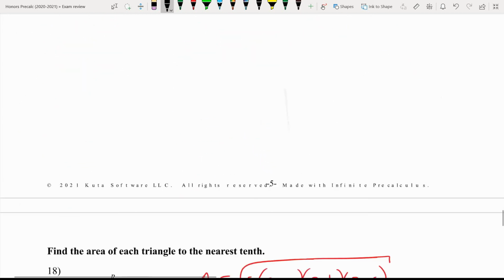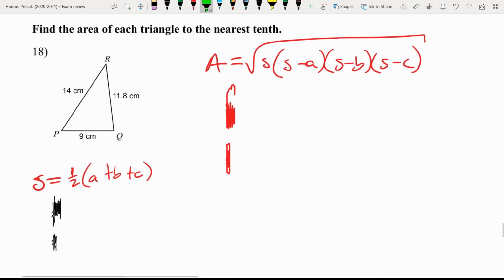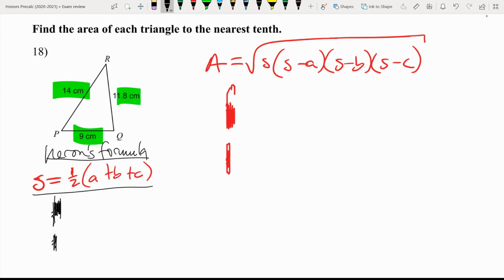And finally down here, we're finding some area problems. This one here, anytime you are given all three side lengths, we're going to use Heron's formula, okay? So Heron's formula says if you find S, which is 1/2 A plus B plus C, or we've got P, R, and Q here, but it doesn't really matter. Just if you have three side lengths, you can plug them then into this formula, S times S minus A, S minus B, S minus C. And it's really a pretty simple formula. You just got to be careful when you plug everything in.